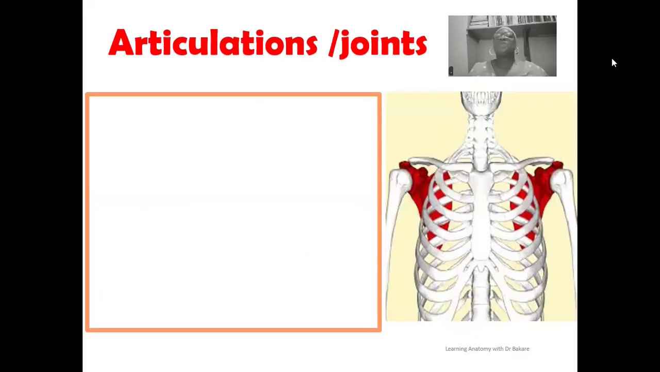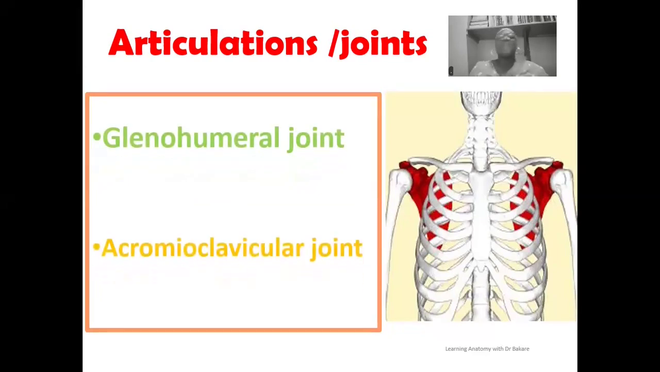Let's look at the articulation points or joints created by the scapula. The scapula forms the glenohumeral joint and also the acromioclavicular joints. If we try to break down the name, as I've always said on this channel, the glenohumeral joint is a joint that is created between the glenoid cavity of the scapula and also the humerus. And this is what is arrowed there in green.